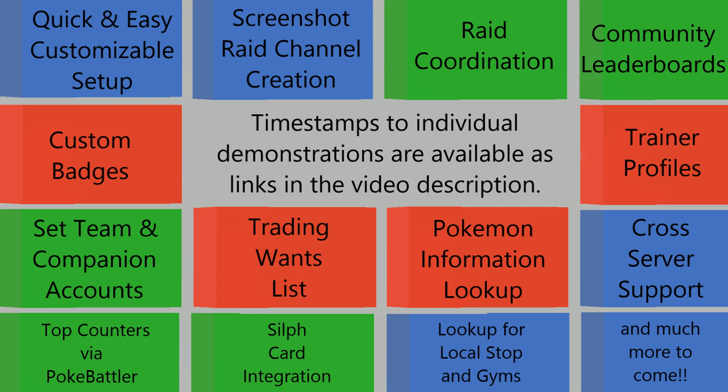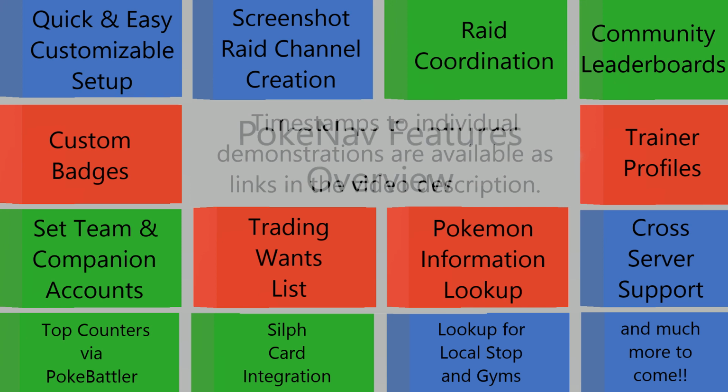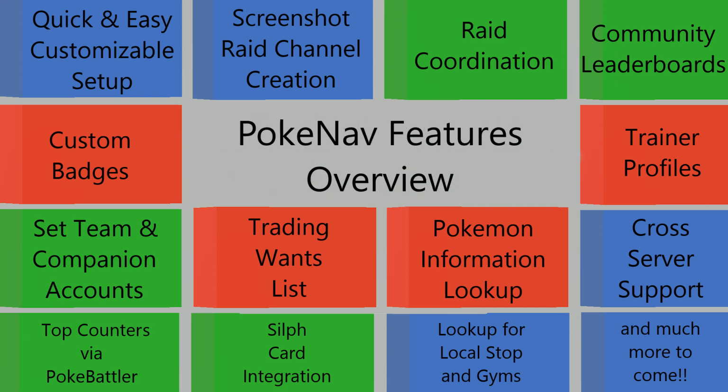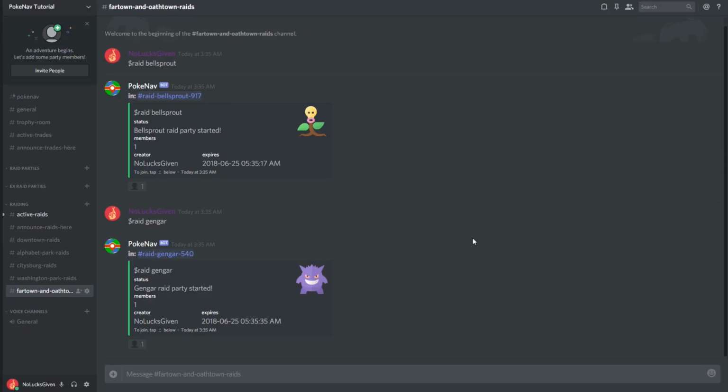Right now, though, I'd like to go over how to use some of these current features, and you can find timestamps in the video description for specific feature demonstrations. First, let's tackle the biggest feature PokeNav has to offer, and the reason it was created: raid organization. A server can have any number of announce rooms. Some will have them named by town and kind of split up, while other servers will have just one.